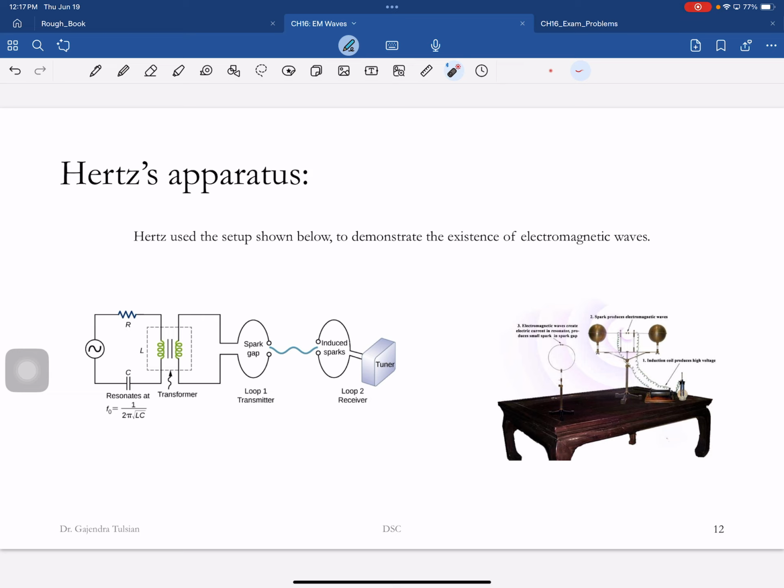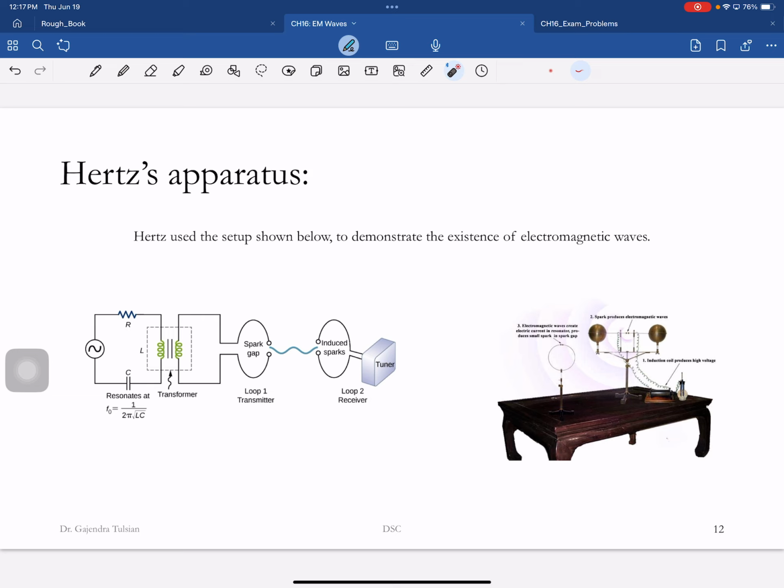Yeah. So when somebody predicts something, you want to go test it out. Okay. And Mr. Hertz tested this prediction out. And here is his setup. Okay. And that's why we named that unit for frequency after Mr. Hertz. Okay. All right, so what is this setup? And there is a picture of his equipment, but here's what this is.